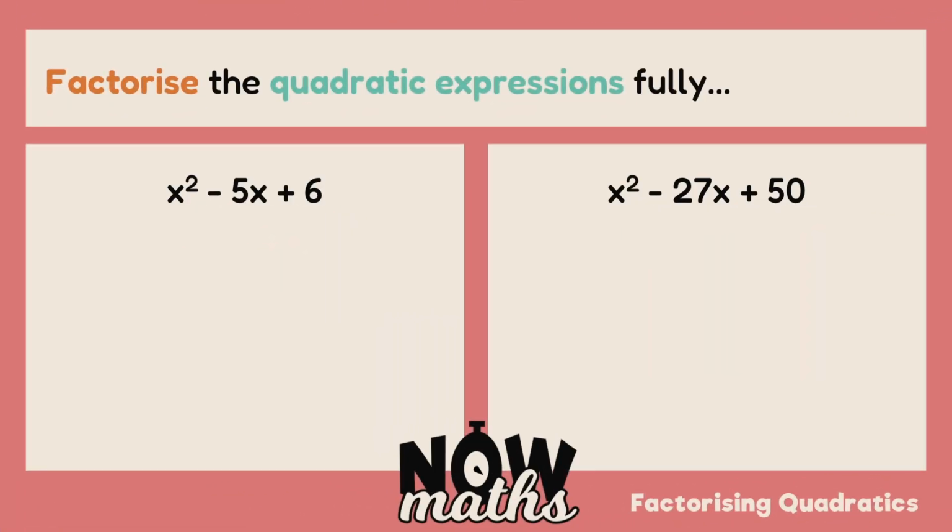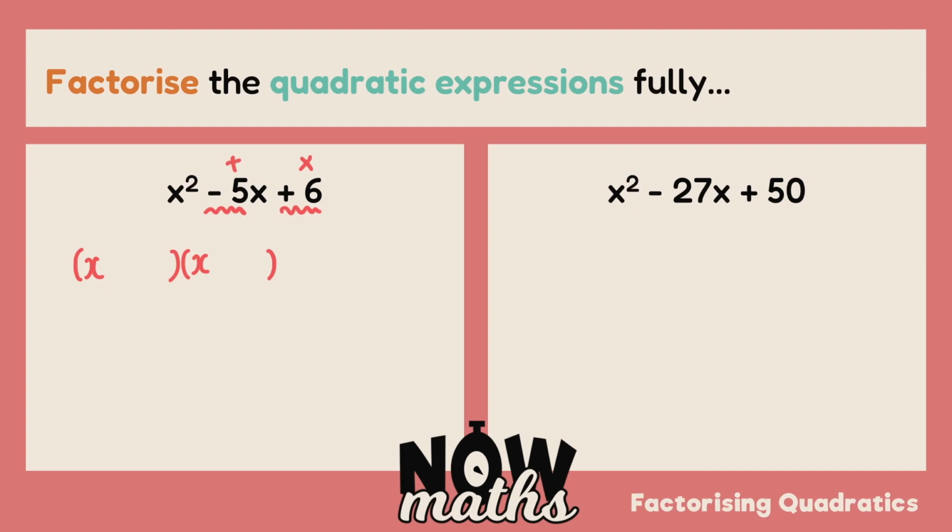Now we're going to take a look at some other questions with both positive and negative terms, except they're in slightly different places this time. So if we look at the first question on the left-hand side, we're going to start off by putting down double brackets, and we know that there's going to be an x in the front of each, since x multiplied by x gives us x squared. And this time we're looking for two numbers that multiply to give positive 6 and add to give negative 5.